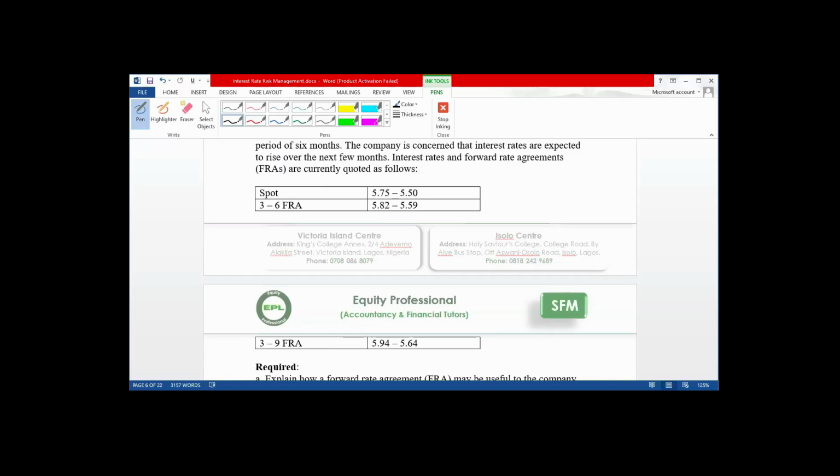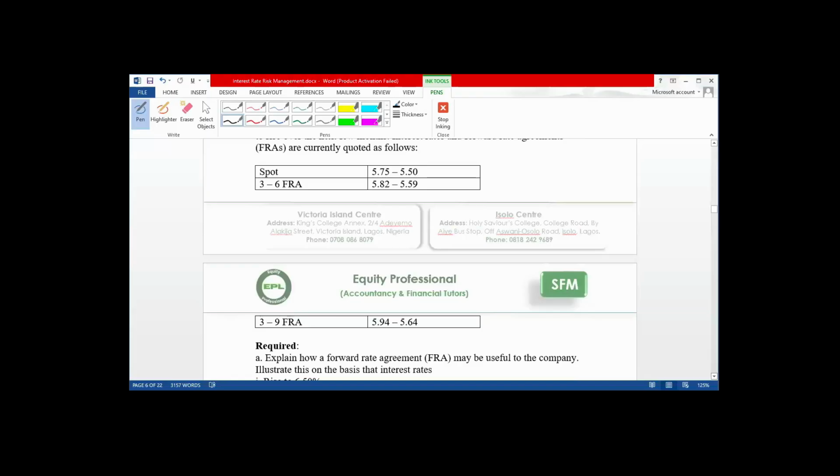I'm now going to explain how a forward rate agreement can be useful to this company. The company wants to borrow, which means the borrower buys francs. Borrower will buy francs. Now look here, please. Katangwa needs to buy a forward rate agreement, a 3 to 9 forward rate agreement. That means the bank will sell. If Katangwa is buying, the bank will sell.